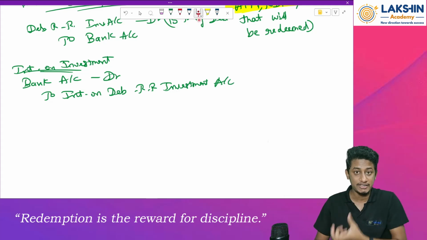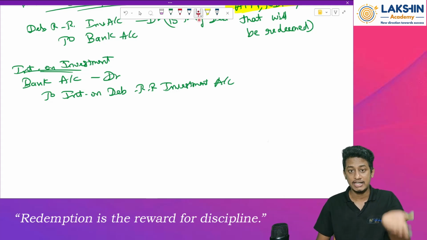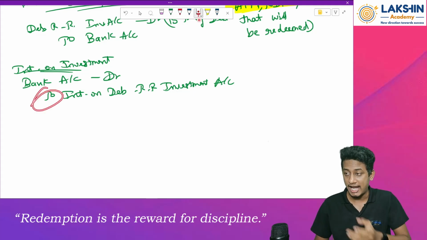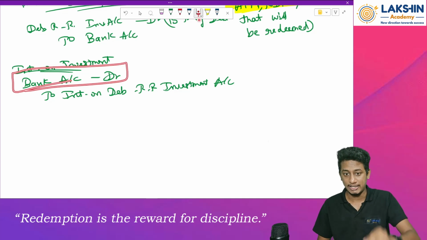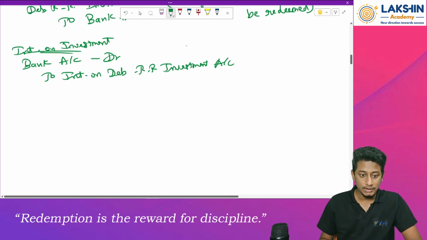Whatever investments I have done, on that I am receiving interest. So whatever interest I am receiving will be an income for me. And whenever income increases, we will credit the entry. And whenever I am receiving money, my asset value will increase. So therefore bank account is debited. Clear? Done.